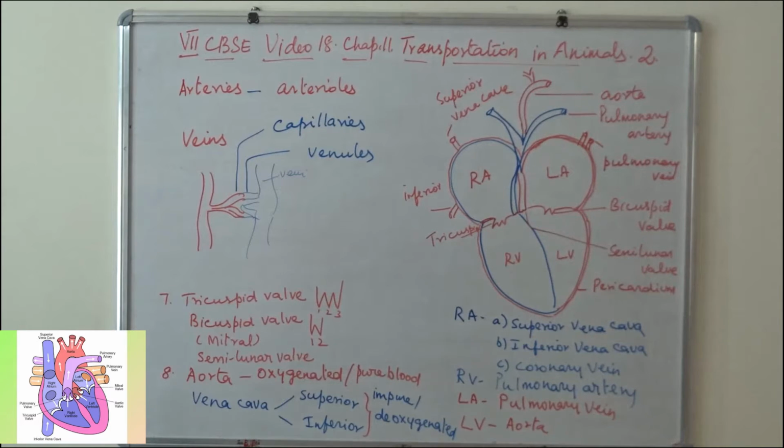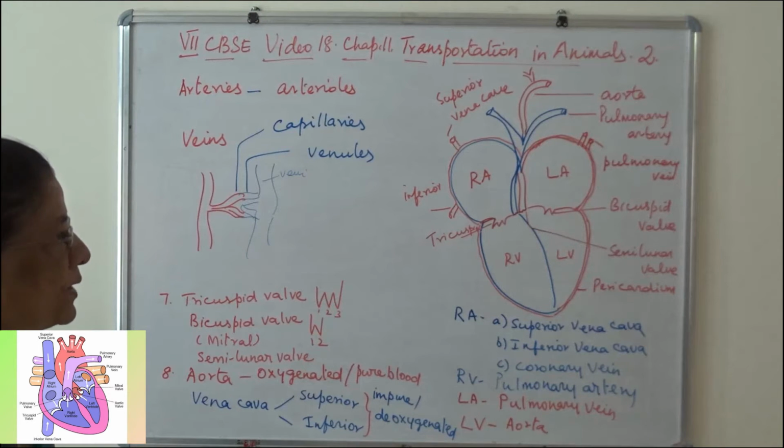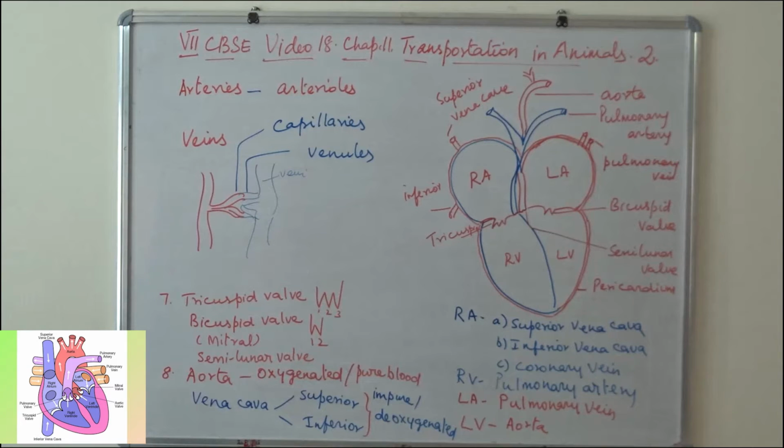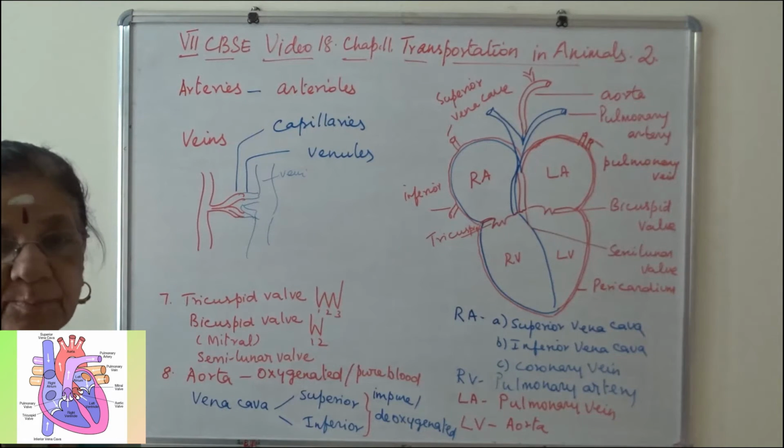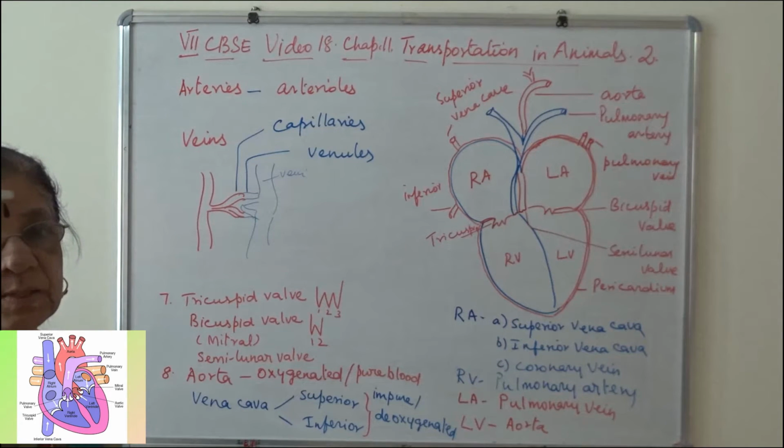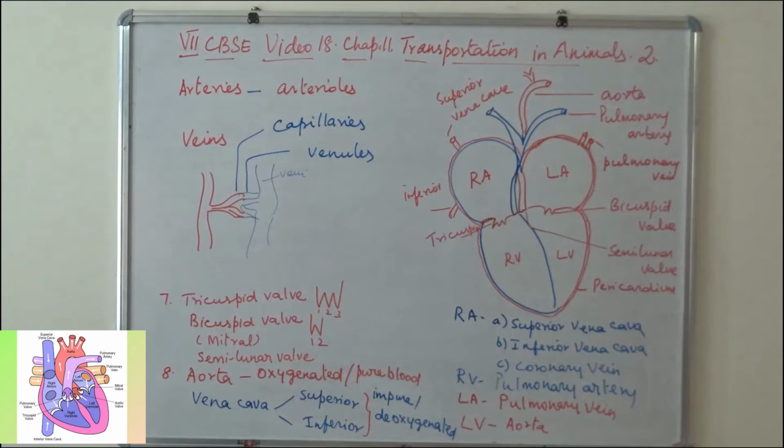Now I say the right atrium is opening into the right ventricle through the tricuspid valve. Same way, the left atrium is opening into the left ventricle through the bicuspid valve. Bicuspid valve is also known as mitral valve. I hope you understand up to this.